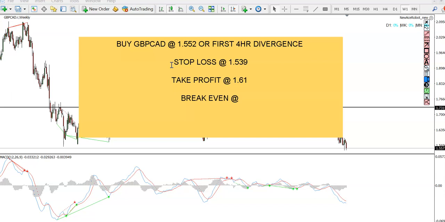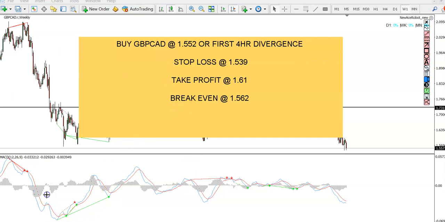And break even. The break even point is once price reaches 156.200: simply move your stop loss to the entry price and close 50% of the position. So we are locking in profits. So that's the trade setup.